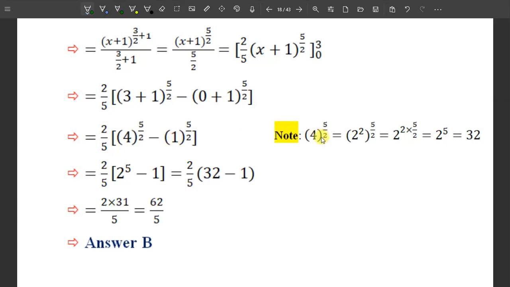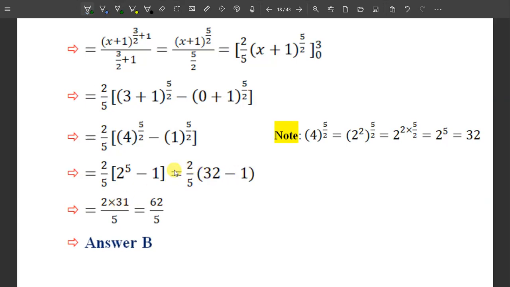Note that 4 to the power of 5 over 2 means (2 squared) to the power of 5 over 2. Now cancel 2 by 2. We have 2 to the power of 5, which is equal to 32. And 1 to the power of 5 over 2 is equal to 1. And here, this is equal to 2 over 5 times (32 minus 1), 2 to the power of 5 means 32, and 32 minus 1 is 31.